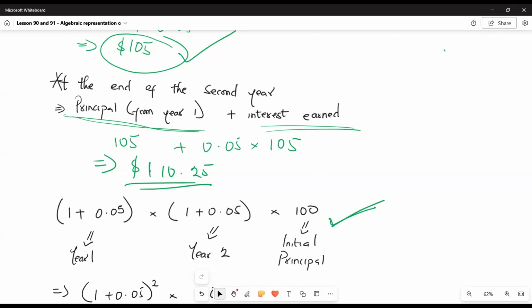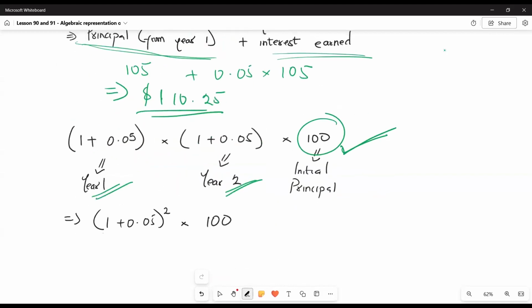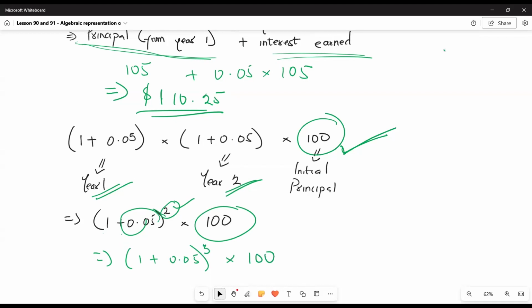This can also be rewritten as this. What this simply means is that you earn this bit in the first year, you earn this bit in the second year, and that is multiplied by the initial principal that you invested. So this is also the same as 1 plus the interest rate raised to the power 2 times the principal you invested. Now the square here simply represents the fact that we are considering 2 years. If the money is put in the account for 3 years, then we are going to have 1 plus the interest rate raised to the power 3 times the initial principal that is invested.